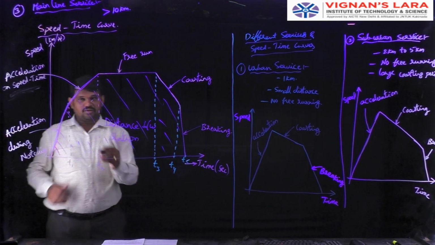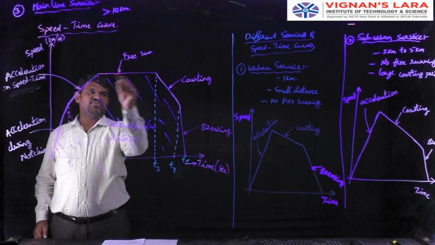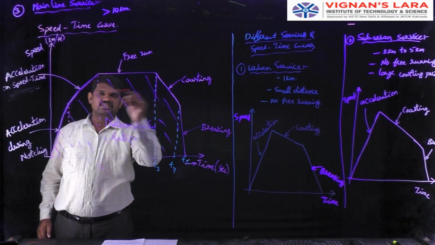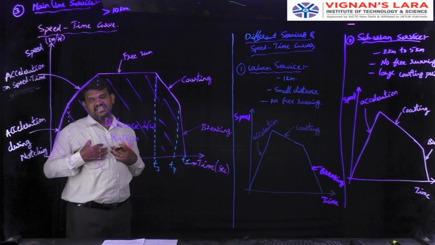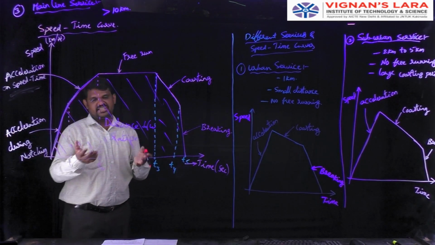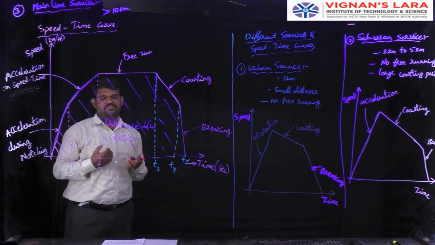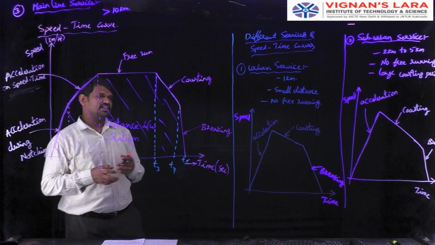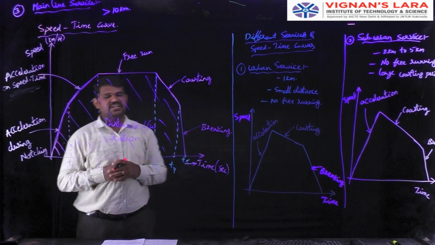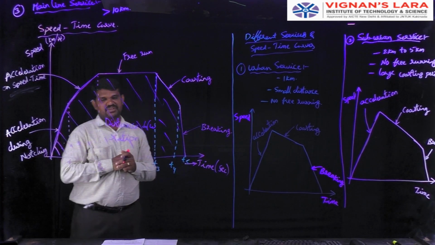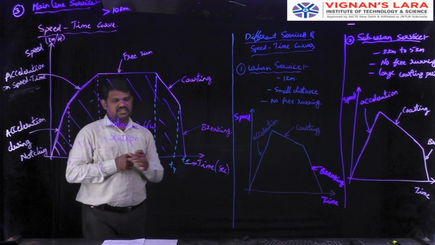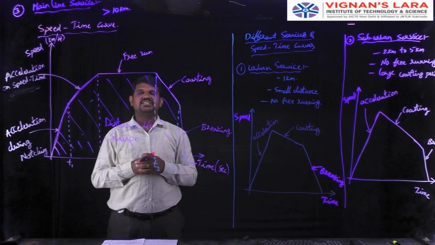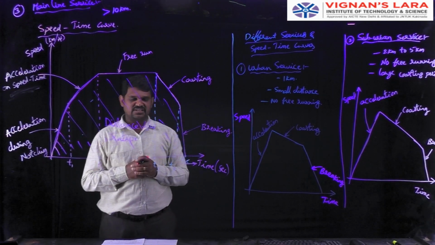In the acceleration and free running period, it takes electrical energy, or power, from the supply. In the coasting and braking period, it does not consume any power, but in the braking period it delivers energy.